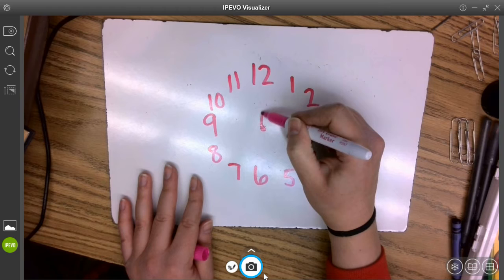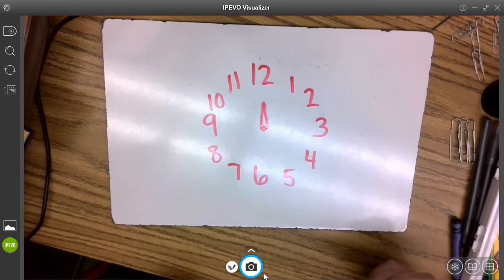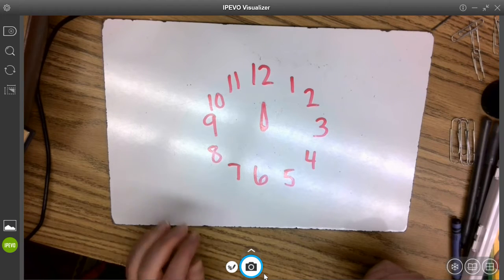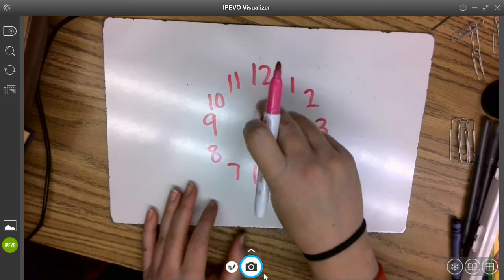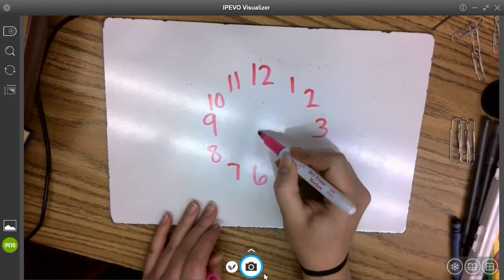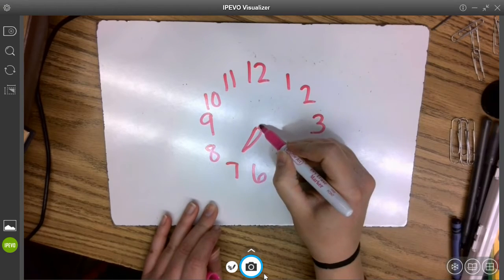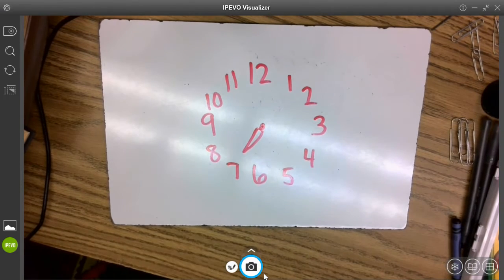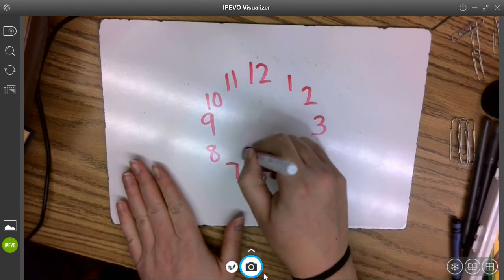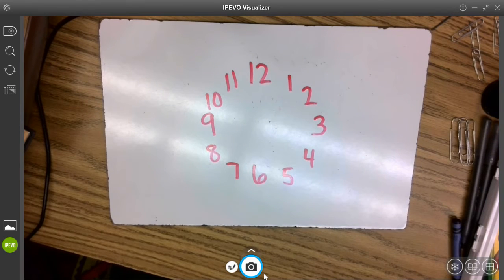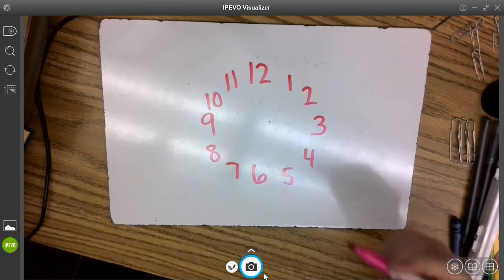So we've learned that if we have the hour hand pointing to the 12, the time is 12 o'clock. We learned that if we have the hour hand pointing to the 7, the time is 7 o'clock. That's right. But what if the hour hand isn't pointing to one of the numbers?